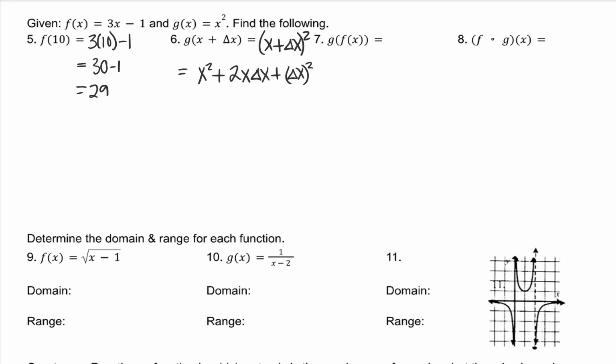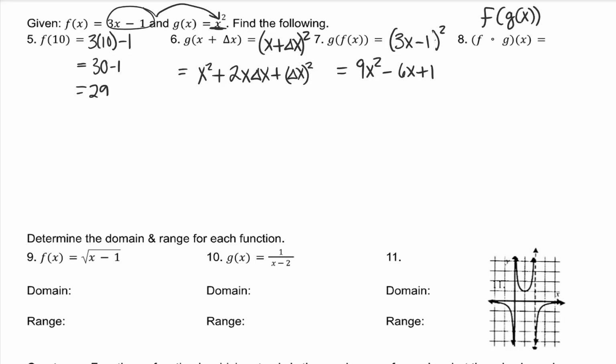g of f of x is a composition of functions. It means in the g function, we're going to replace x with the entire f function. So x is being squared in the g function, and instead of x, I'm going to replace it with the entire f function, so 3x minus 1, squared. If we expanded this, this symbol right here is also a composition of functions. It's asking me to put g inside of f, the opposite order of what we did in number 7. Instead of the x in the f function, I'm going to replace it with the g function, which is x squared. 3 times x squared minus 1.